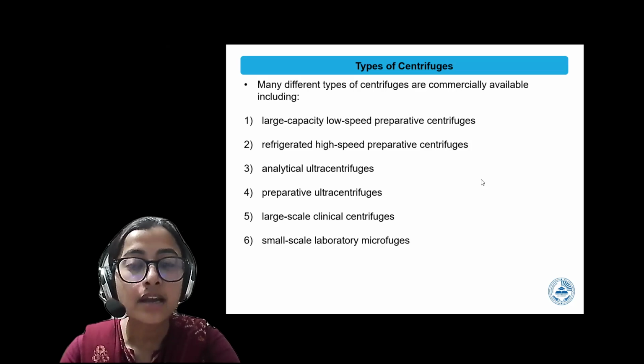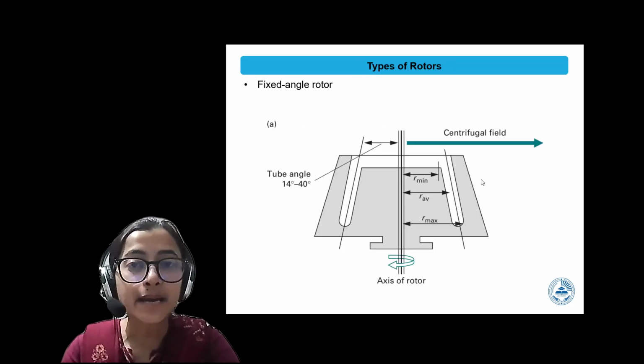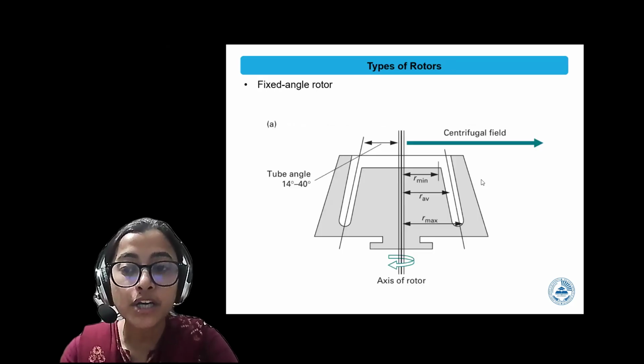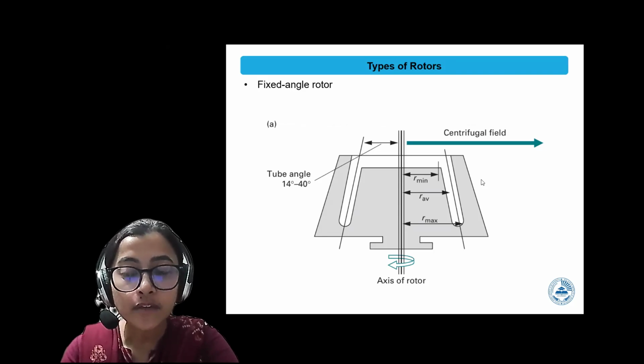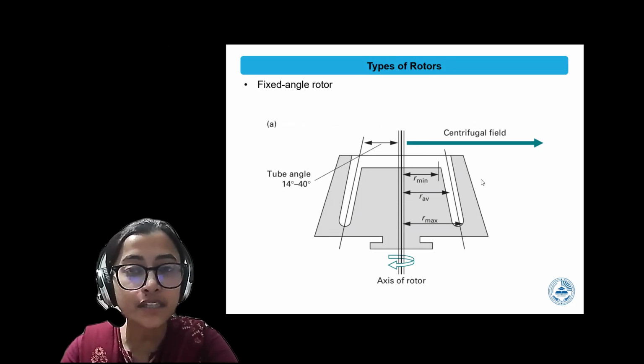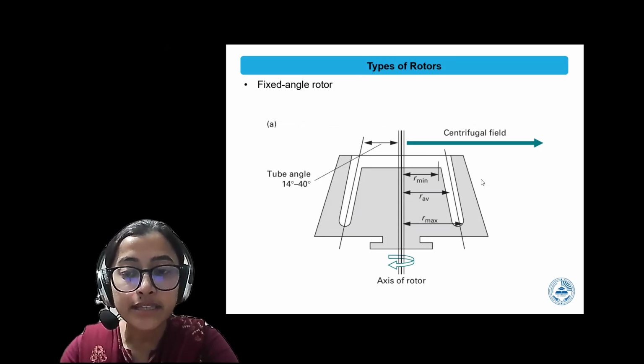Now, let us move on to types of rotors, which are critical components of centrifuges. The first type is the fixed angle rotor. In this rotor, the sample tubes are held at a fixed angle, typically between 20 to 45 degrees relative to the axis of rotation. This design allows particles to sediment along the side and bottom of the tube, forming a pellet.